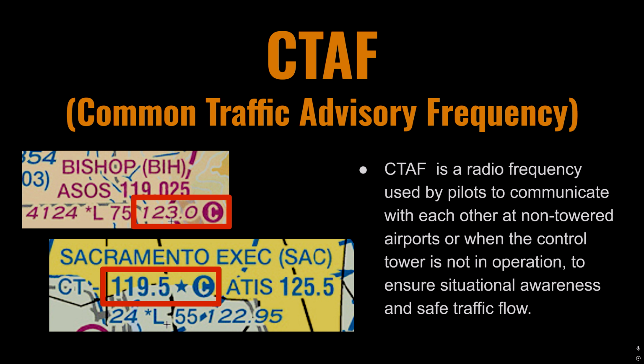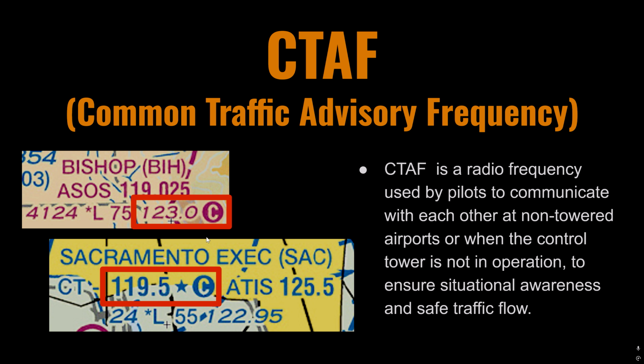Something else you might see while looking at sectional charts are CTAF, or Common Traffic Advisory Frequencies. CTAF is a radio frequency used by pilots to communicate with each other at non-towered airports or when a control tower is not in operation. And the reason they do that is to ensure situational awareness and to allow for a safer flow of traffic. If you're looking for the CTAF frequency on any kind of airport indicator on a sectional chart, all you need to look for is the C symbol, which is a C inside of a circle. And it is going to be the frequency that is directly to the left of that C. So the CTAF frequency for Bishop Airport here is 123.0, and the CTAF frequency for Sacramento is 119.5.